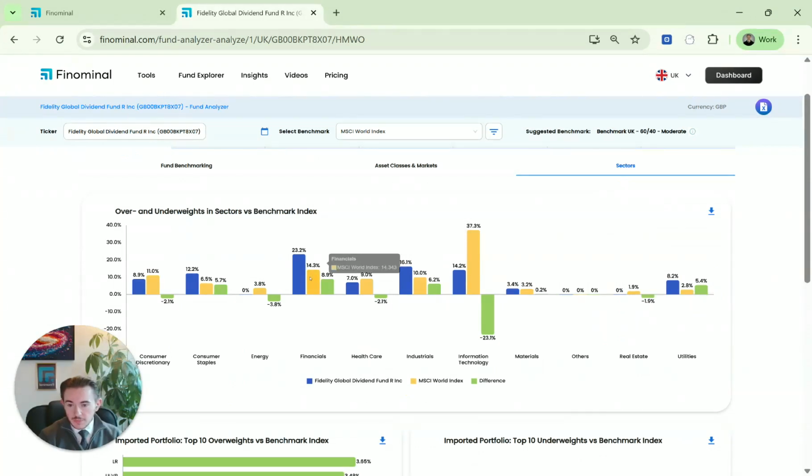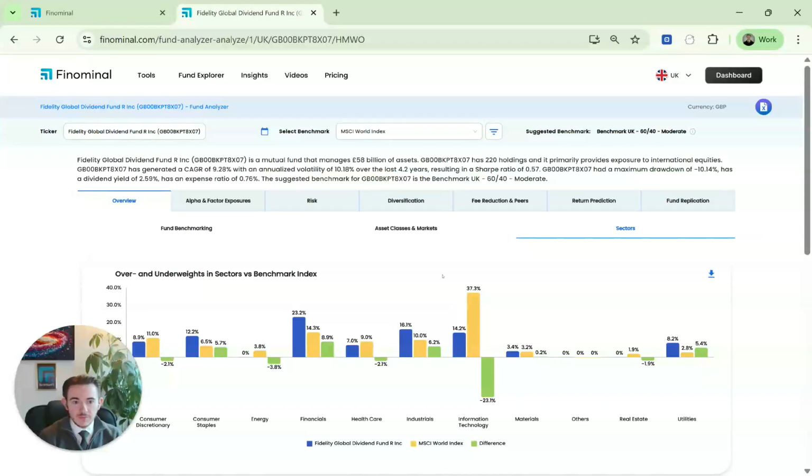Looking into sectors, an overweight in financials as well as industrials, and an underweight against its benchmark in information technology. So that's where we're seeing that downside protection, is what I would say, and that manager taking a more active approach, so not investing in the Mag 7 stocks and such.